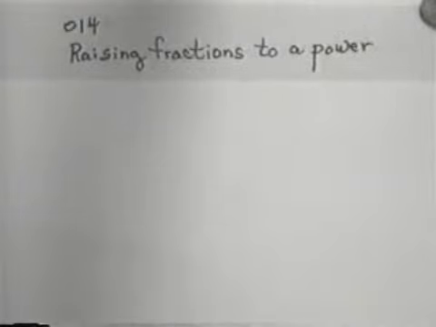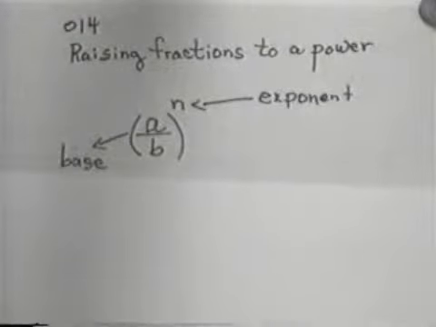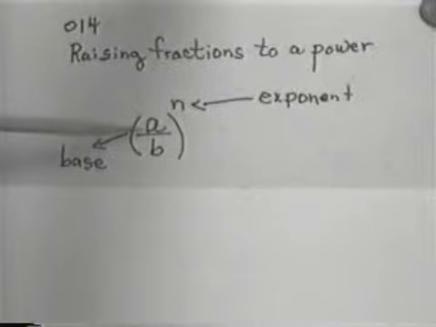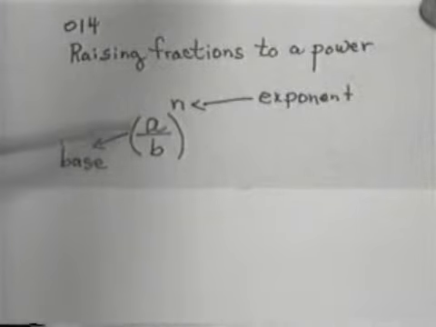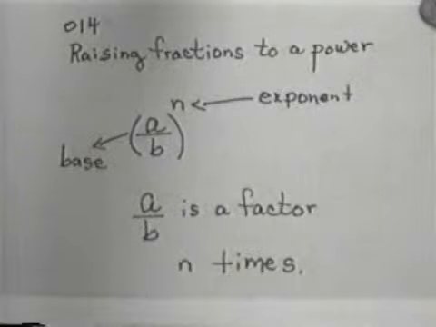We will begin by raising fractions to a power. If we look at the expression a over b raised to the nth power, our n is our exponent, and our a over b, or our fraction, is our base. So what this means is that our fraction, or our a over b, will be a factor n times. Whatever the exponent is, we will use a over b as a factor that many times.